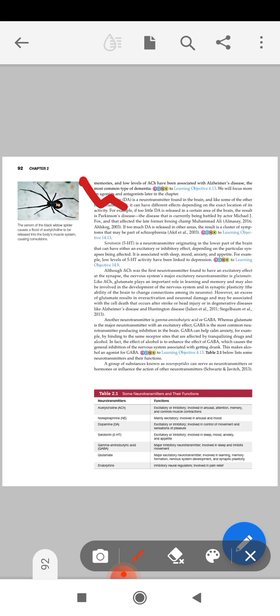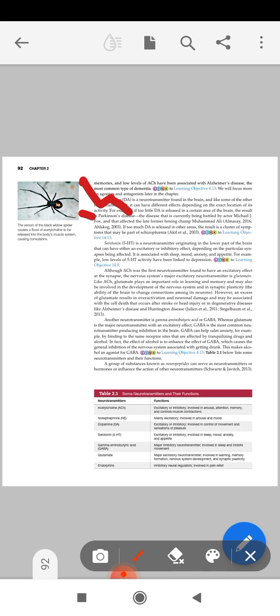If too little DA is released in a certain area of the brain, the result is Parkinson's disease. This is a very serious disease from which many celebrities are suffering right now, but we are not going into the detail.